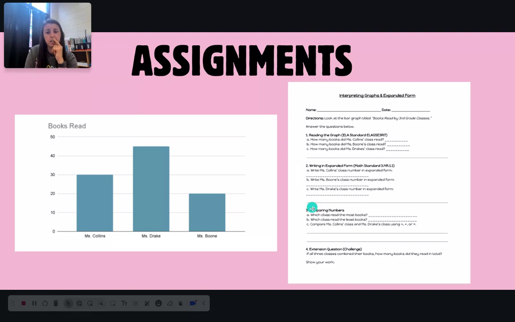So I just kind of want to do a little pre-assessment before we move on to the next lesson in this unit. Like I said, this was just introducing these standards, and this is the very first lesson in this unit.